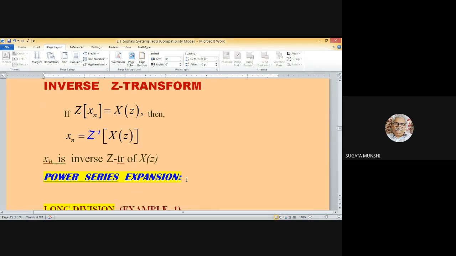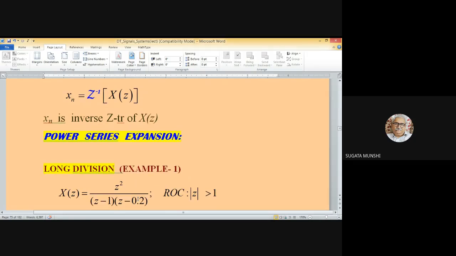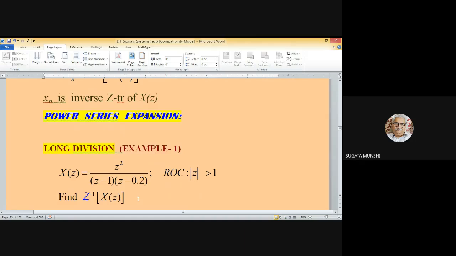The easiest power series expansion method is that of long division. Long division is nothing. Don't get afraid by the name long, adjective long. It's simply straightforward division. Let me cite an example. Say X(z) is z squared divided by (z minus 1) into (z minus 0.2). And the ROC has to be given, remember. Magnitude of z greater than 1.